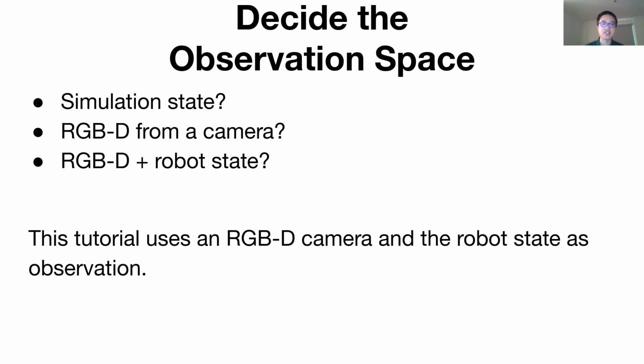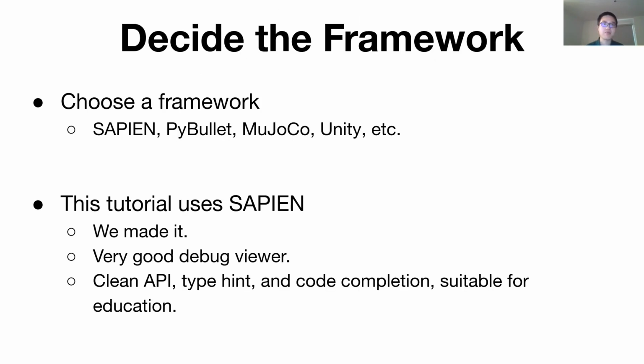Next is to decide the observation space. Should we use some simulation state? Should we use an RGBD camera? Or maybe both? Here, we will use the RGBD camera plus the robot state. The next step is to choose a suitable framework. Here, we use Sapien. First, because we made it, and it has a very good debug viewer. It also has a clean API, type hints, and code completion. So it is very suitable for education.